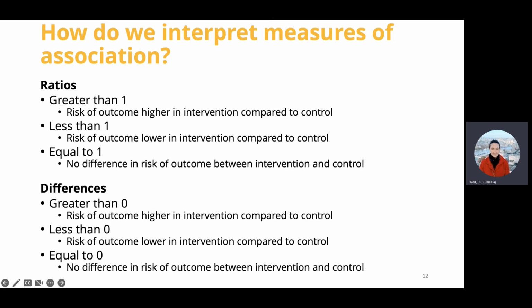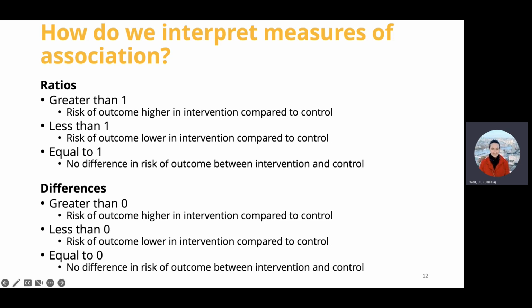So if we have a ratio, which could be a rate ratio or a risk ratio, if it's greater than 1, that indicates that the risk of the outcome is higher in the intervention group compared to the control group. So it's higher in the drug A group compared to the drug B group. If the ratio is less than 1, that indicates that the risk of the outcome is lower in the intervention group compared to the control group. And if it's equal to 1, that means there's no difference in the risk of the outcome between the two groups. So that's pretty simple, and it's just basic math.